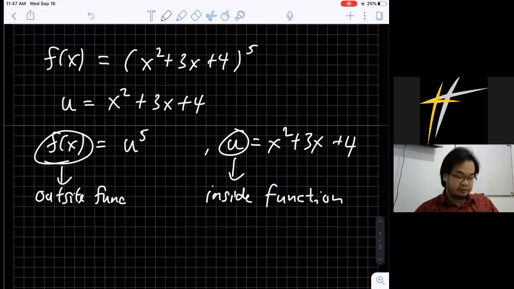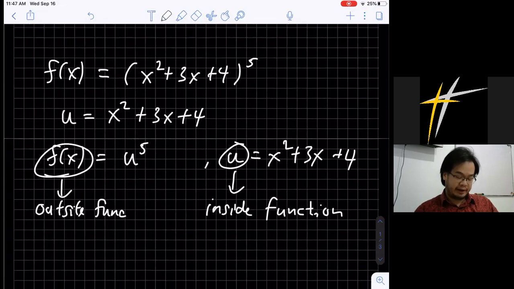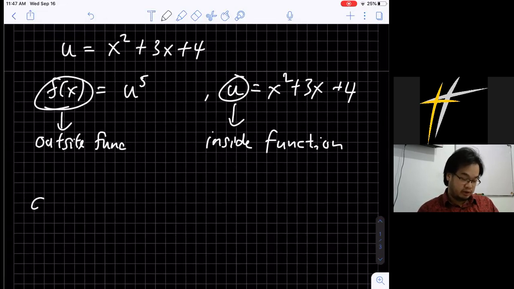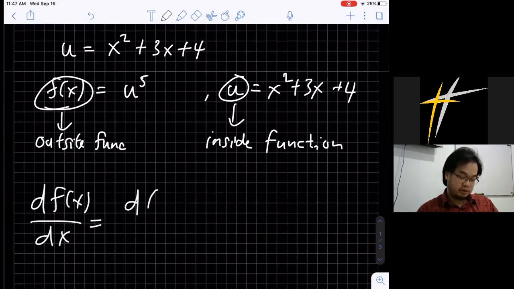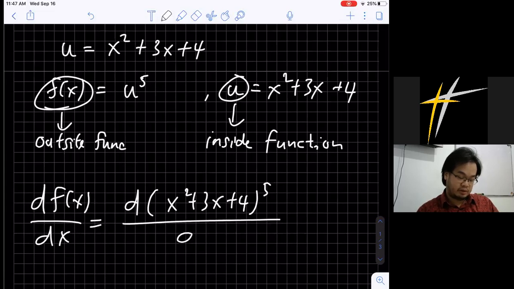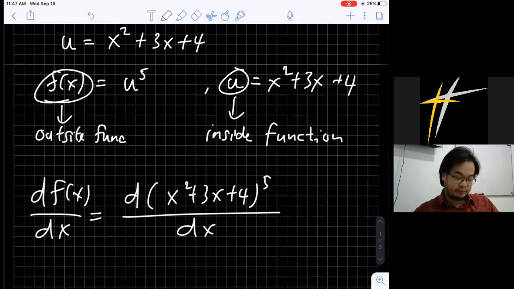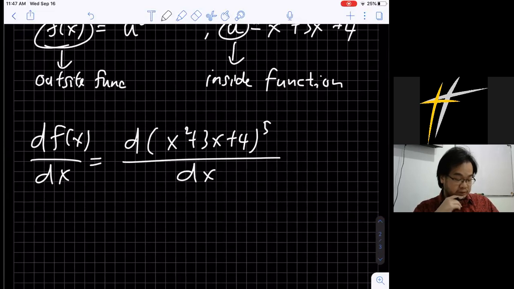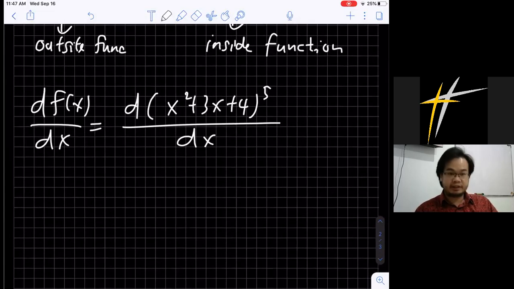Now we want to find the derivative of f(x) with respect to x. We want to find df(x)/dx, which is d of (x² + 3x + 4)⁵ over dx. And we don't have the formula for this yet, because this is not a power function. So what you can do is use the chain rule. So what is the chain rule? I'm gonna explain it starting from this one.